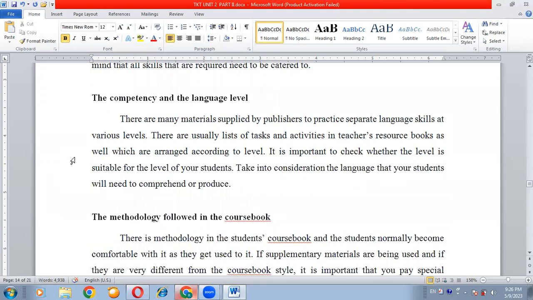The competency and the language level. There are many materials produced by publishers to practice separate language skills at various levels. There are usual lists of tasks and activities in teachers' resource books as well, arranged according to level. It is important to check whether the level is suitable for your students. Take into consideration the language that your students will need to comprehend or produce.